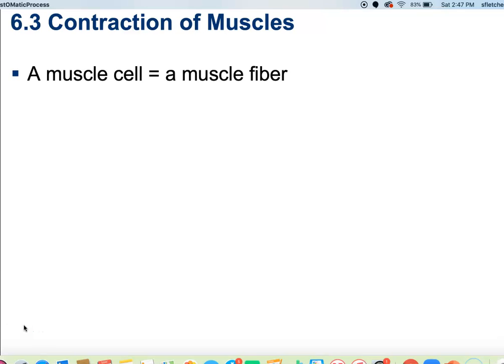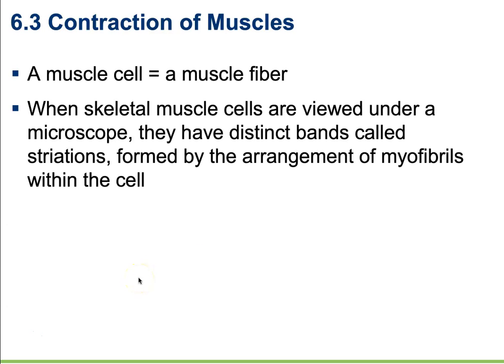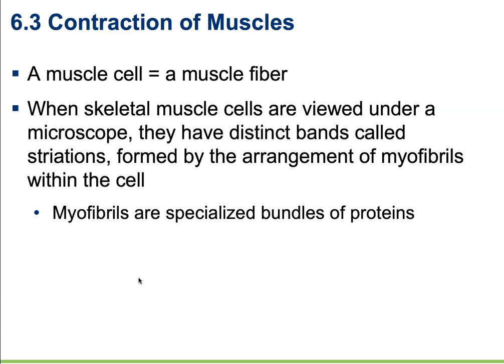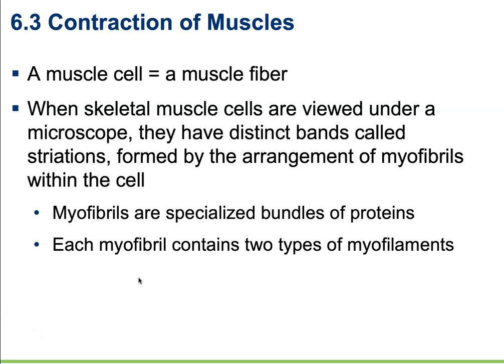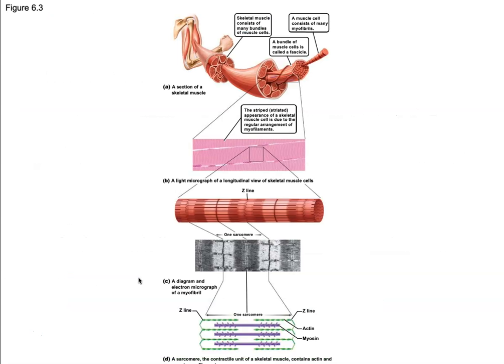When skeletal muscle cells are viewed under a microscope, they'll have distinct bands called striations. These are formed by an arrangement of myofibrils within the cell. Myofibrils are specialized bundles of protein, and each one contains two types of myofilaments. One is myosin, or thick filaments. The other is actin, or thin filaments. Those are much more numerous when looked at under the microscope.